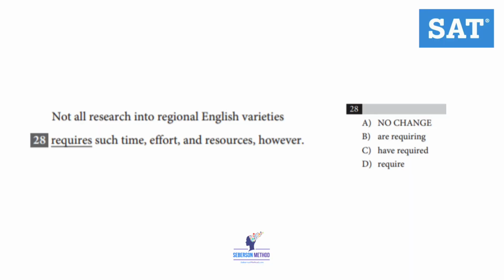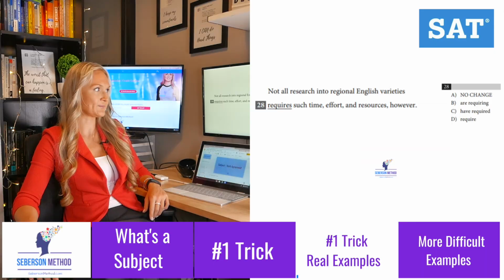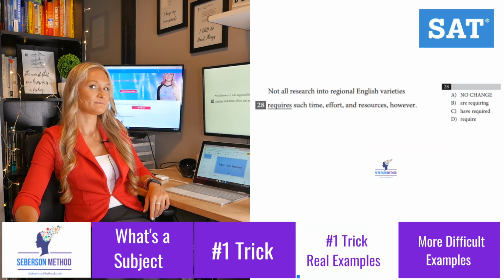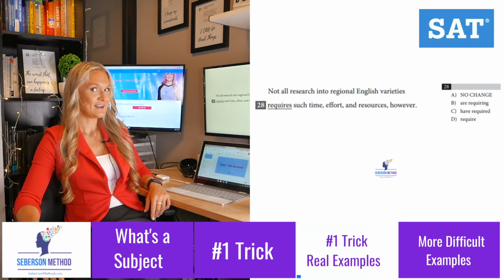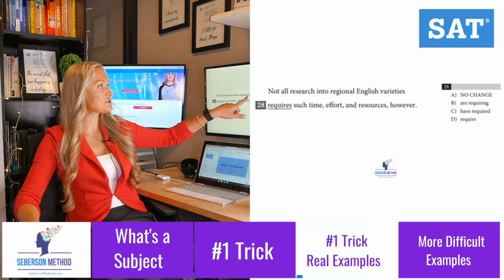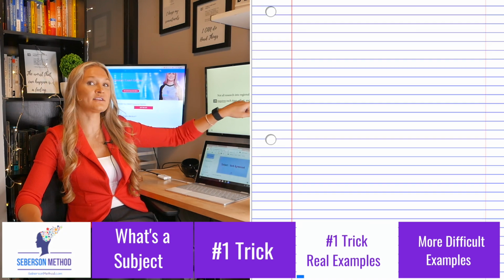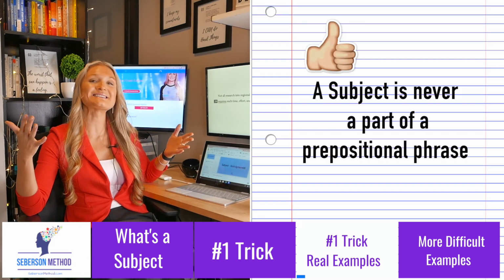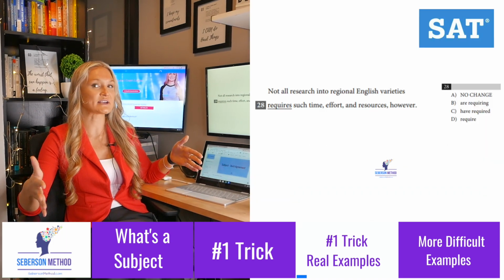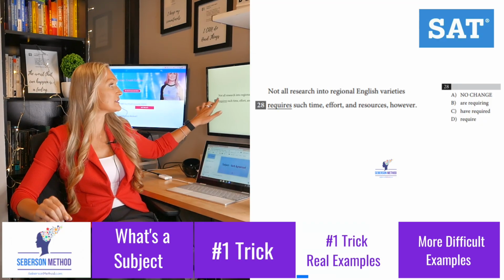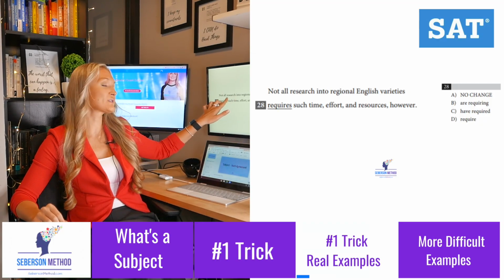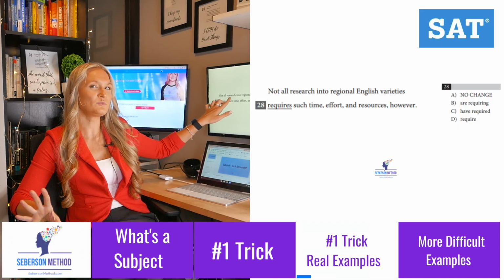Here's one. Not all research into original English varieties, the verb is to require, such time, effort, and resources, however. Well, what is your subject? If you said varieties, that is not correct. Interregional varieties is actually a prepositional phrase, and the rule of thumb is that your subject is never going to be a part of a prepositional phrase. So your subject is actually research. Not all research.